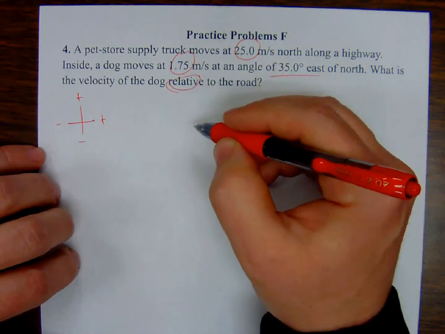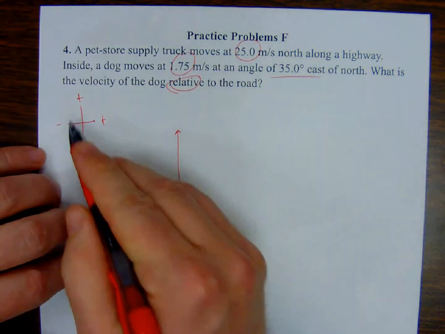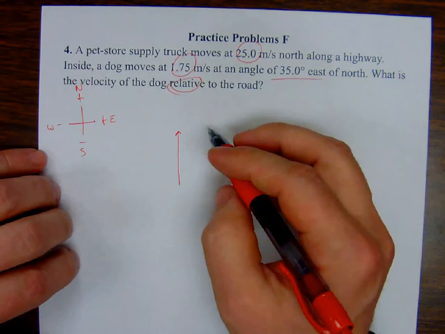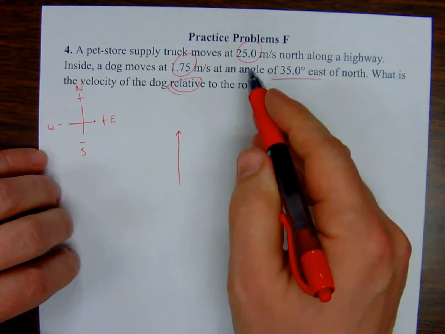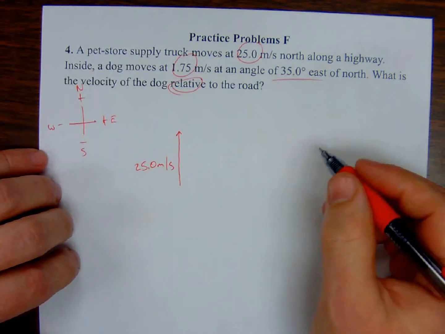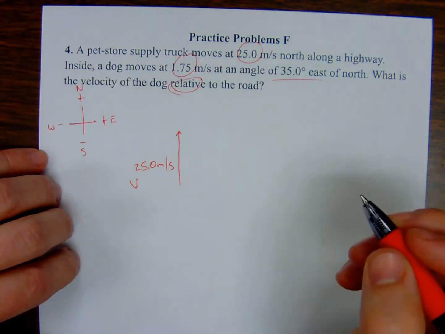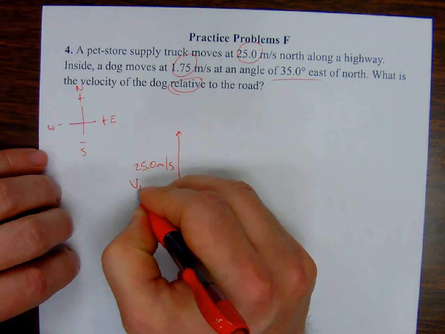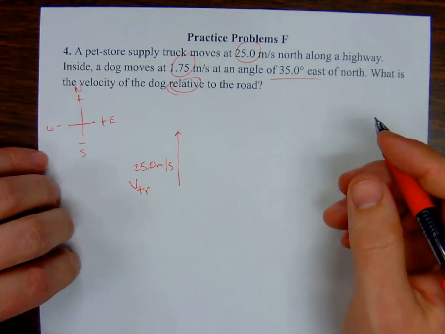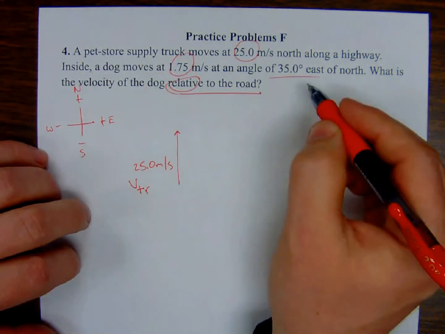So first we have this velocity vector going north. North, east, south, west, just for clarification. And this velocity is 25 meters per second. This is the velocity of the truck with respect to the road, or maybe you could say ground, but I'm going to use road, because the question actually says road, relative to the road. So this is the velocity of the truck with respect to the road.